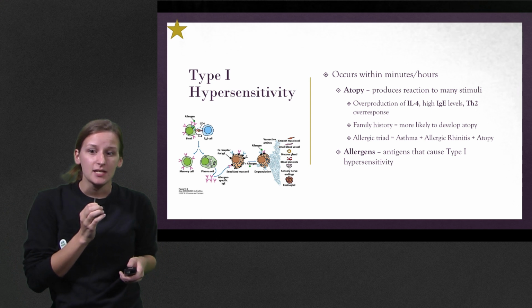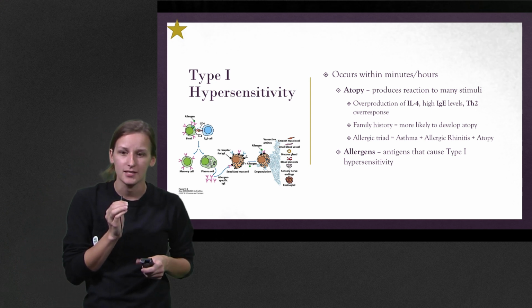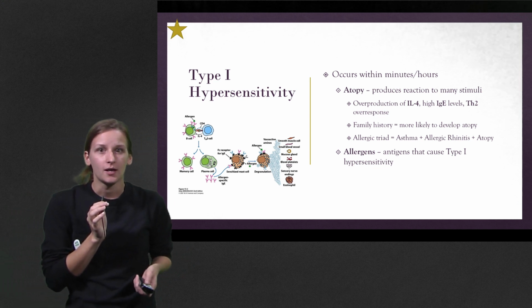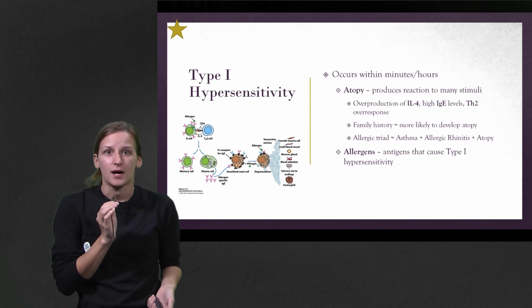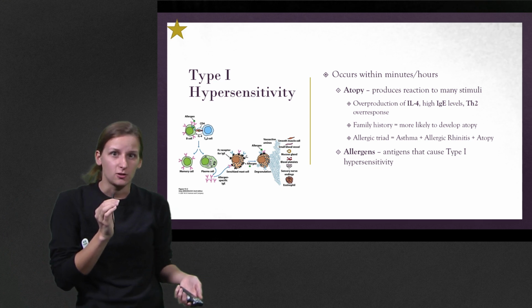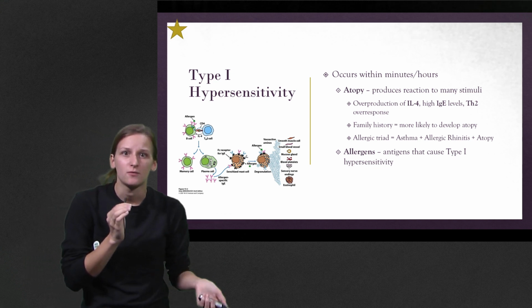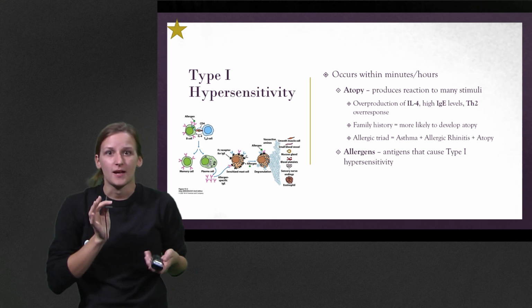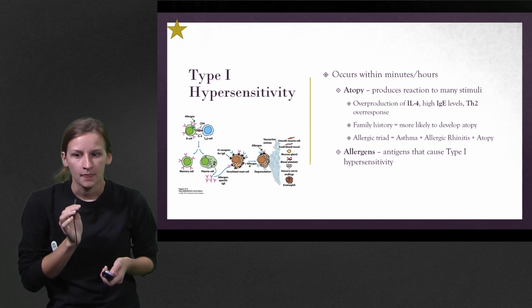Atopy is, in general, an overproduction of interleukin-4. This is produced by Th2 cells. And because of this IL-4, B cells will differentiate and secrete IgE antibodies, which, as we will see in a little bit, will bind to mast cells and cause allergic responses. So you have histamine release, later on you have leukotriene release, and you basically get inflammation, vascular permeability, all the things you imagine an allergic reaction would have.